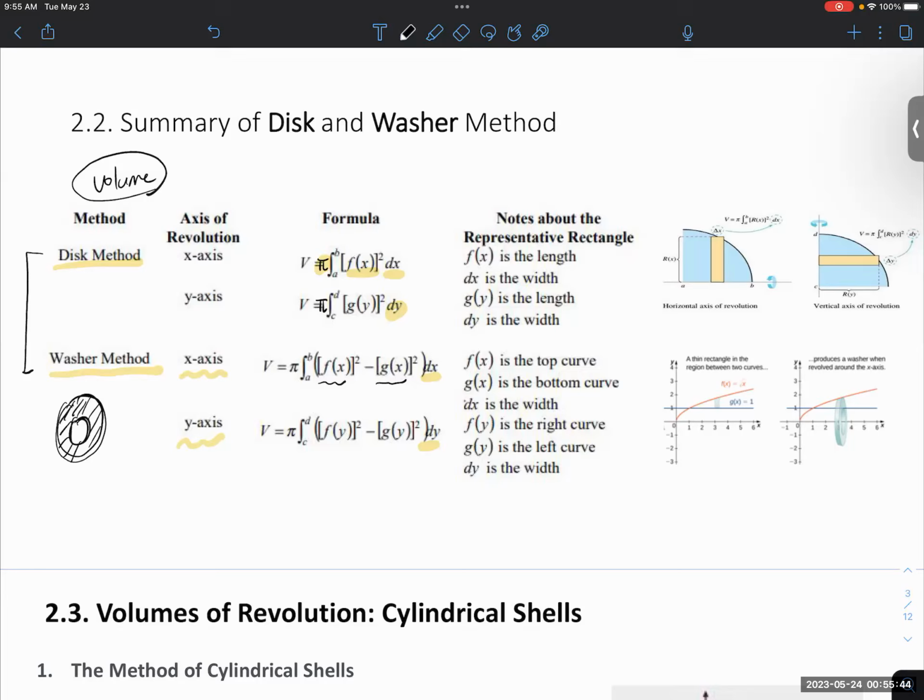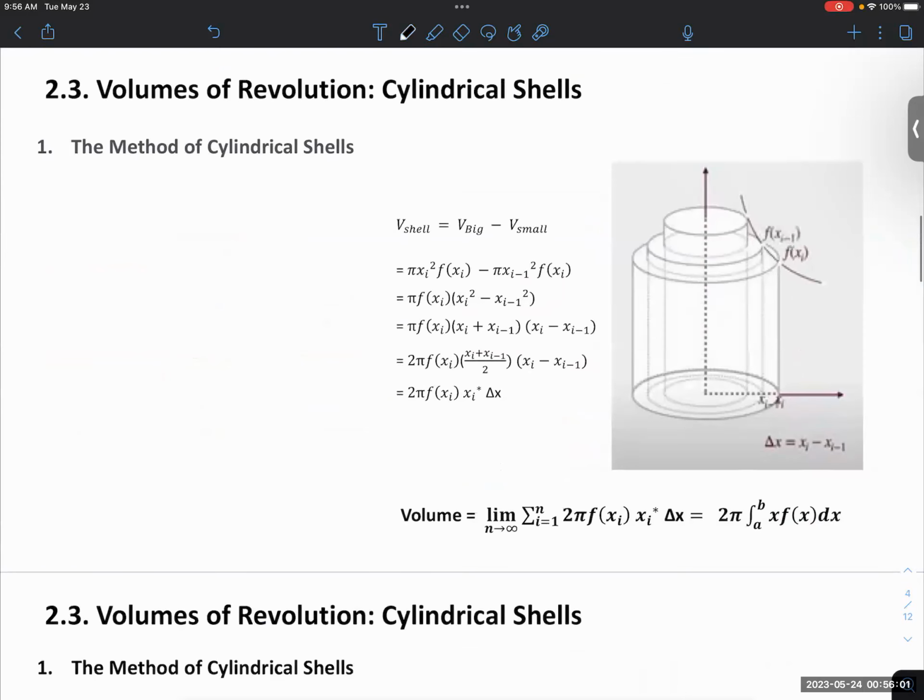Now in 2.3, I'm going to show you the last method. Same goal. We're going to estimate the volume of the solid of revolution. So we call it the cylindrical shell method. So what is the difference between this and the disc and washer methods? Take a look at it. The idea is very brilliant.